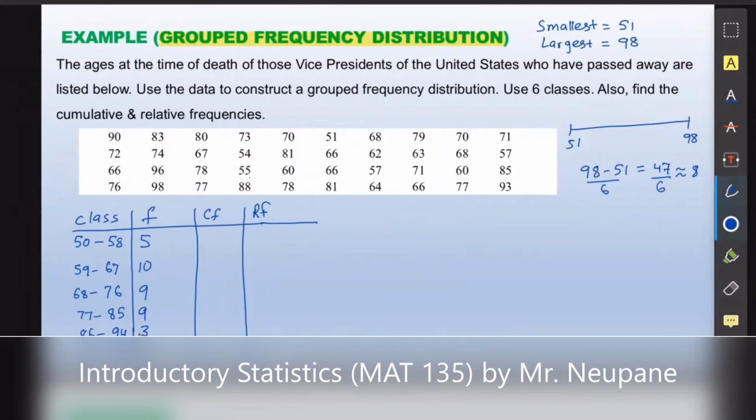Yes, but 68 through 76 and 77 through 85 should be 10. Both are 10. Okay. So the total we should have is 40. Because we have not counted a total of 40. So now the total is 40.